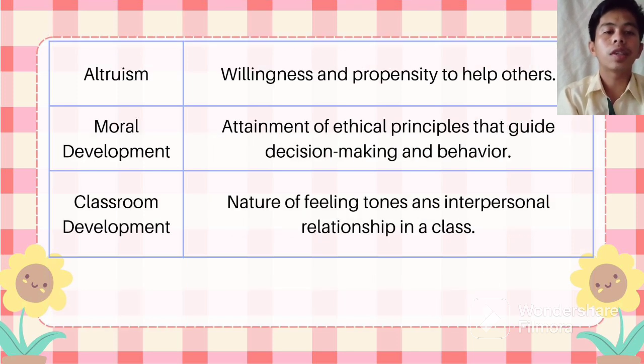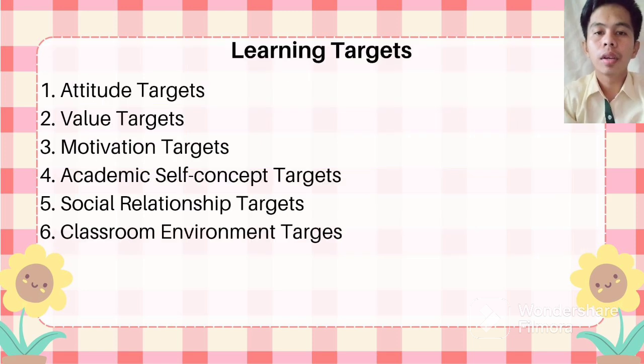Next is altruism. It is willingness and propensity to help others. Next is moral development. It is attainment of ethical principles that guide decision making and behavior. And the last one is classroom development. It is nature of feeling, tones, and interpersonal relationship in class.